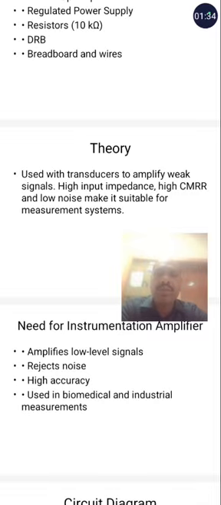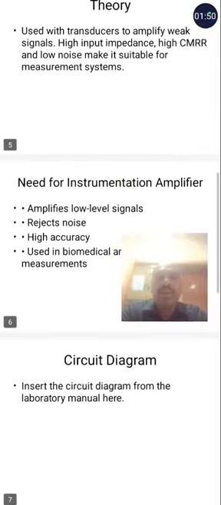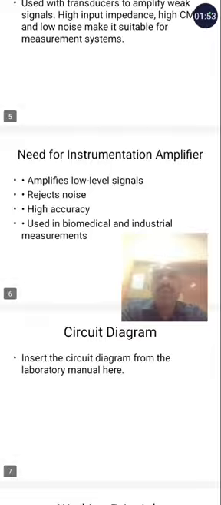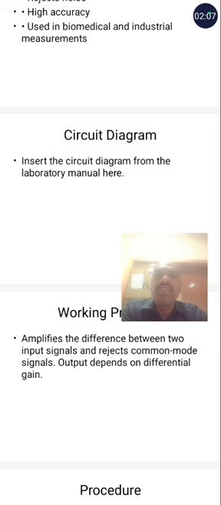The LM741 op-amp is used with a transducer to amplify weak signals. Its high input impedance, high CMRR and low noise make it suitable for measurement systems. CMRR means common mode rejection ratio. We need the instrumentation amplifier to amplify low level signals, reject noise and provide high accuracy. It is used in biomedical and industrial measurements.